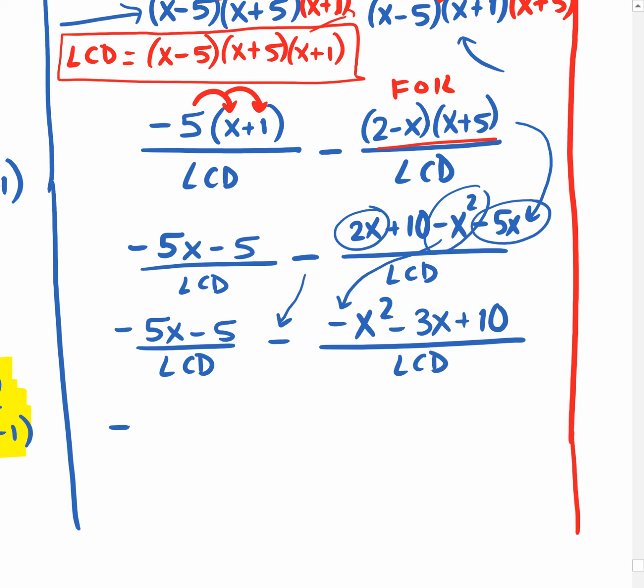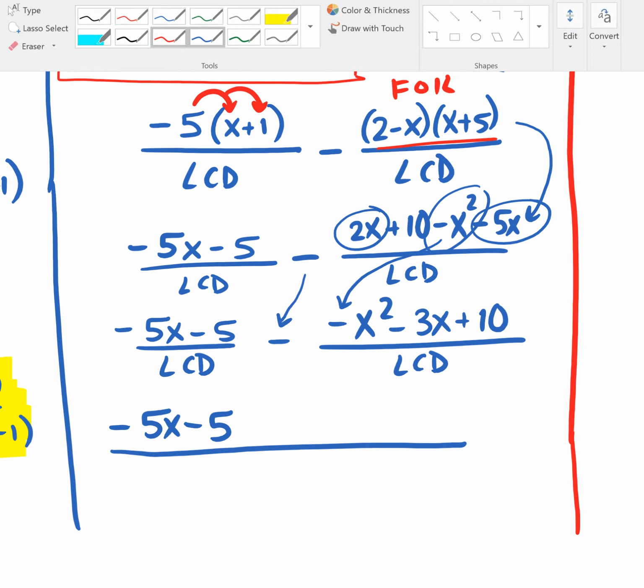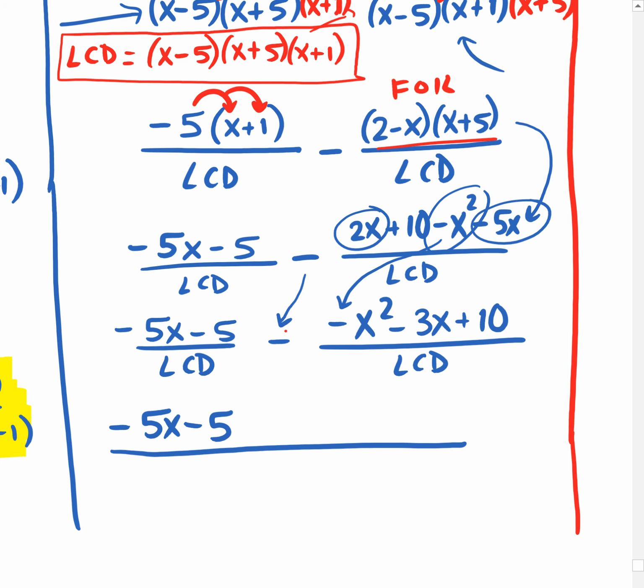All right, now I think I'm ready to distribute that subtraction sign onto everyone in the second numerator. So this negative is going to make this negative a positive. The subtraction sign is going to make this negative a positive, and it's going to make this positive a negative. So pretty much everyone's sign is going to change. It was a minus, minus, plus, but now it's a plus, plus, minus.